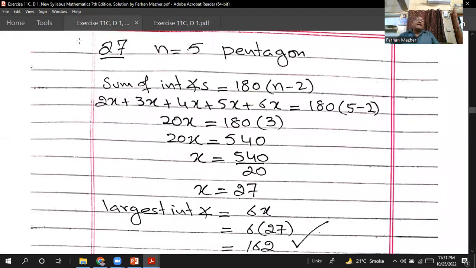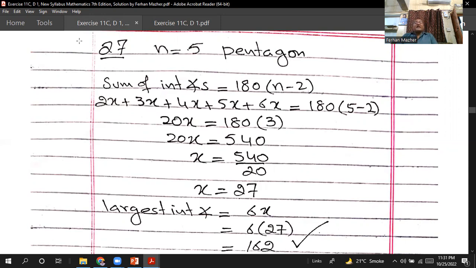So n equals 5 because it is a pentagon, and the sum of the internal angles is 180(n minus 2). Because it's a 5-sided figure, in the place of n I will put 5. So it will be 180(5 minus 2), so it will be 180 into 3, so that will be 540. Now 2x plus 3x plus 4x plus 5x plus 6x equals 540. So 20x equals 540. So x will be 540 divided by 20. So x will be 27.